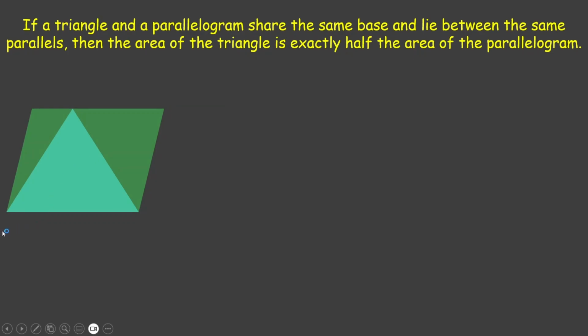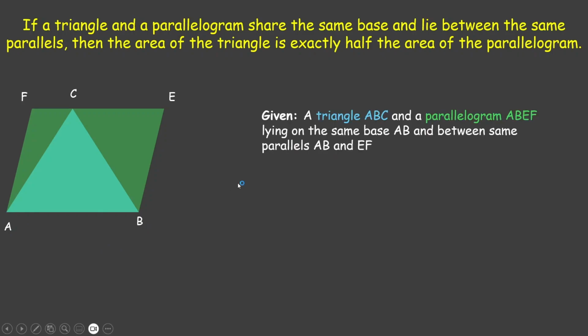So we have a triangle ABC and a parallelogram ABEF. What is given to us is a triangle ABC and a parallelogram ABEF lying on the base AB and between two parallel lines AB and EF. Now what we need to prove is that area of triangle ABC is half of area of parallelogram ABEF.